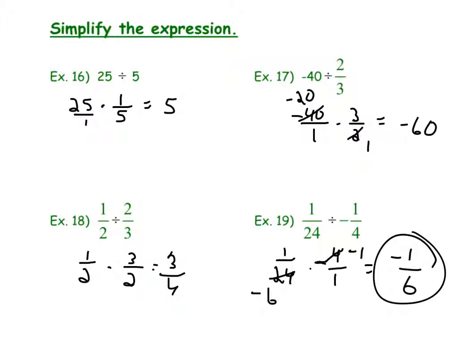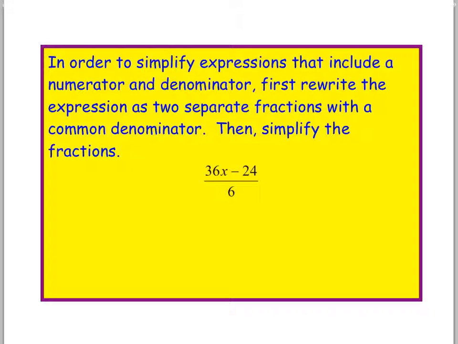All right, we're almost done. All right, now we're doing something a little bit different. We're going to simplify an expression that includes a numerator and a denominator. So first what we're going to do is we have an example here, 36x minus 24 over 6. You can see you have 2 terms on top and 1 term on the bottom. So what we're going to do is we're going to rewrite the expression as 2 separate fractions with the same denominator, and then we're going to simplify.